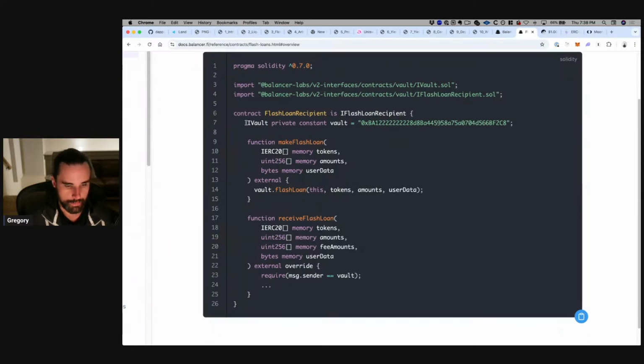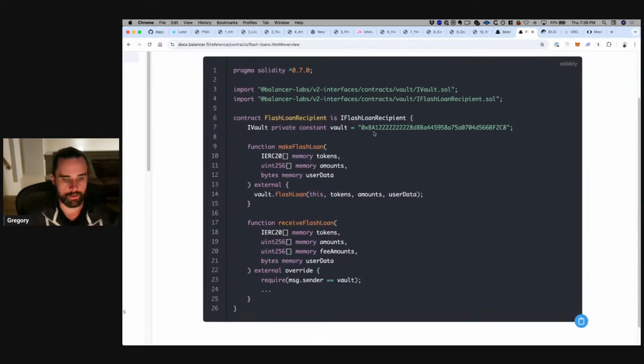Then inside of there, what we do is we create a reference to the Balancer vault where we're taking out the flash loan. You can see this IVault. We've imported that from the library. We're just setting up a variable or a constant here. That's the address for the flash loan vault. See, IVault, private constant vault, and it's just this address. That's the address of the Balancer flash loan vault. We save that at the top of our file. Now, that's the basic setup.